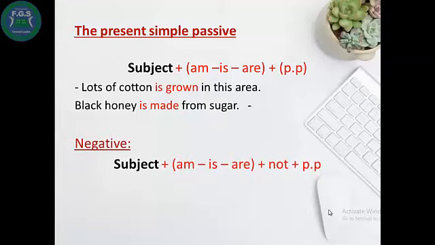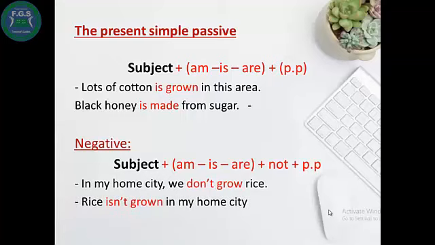Negative. Subject plus am, is, are plus not plus the past participle. In my home city, we don't grow rice. Rice isn't grown in my home city.